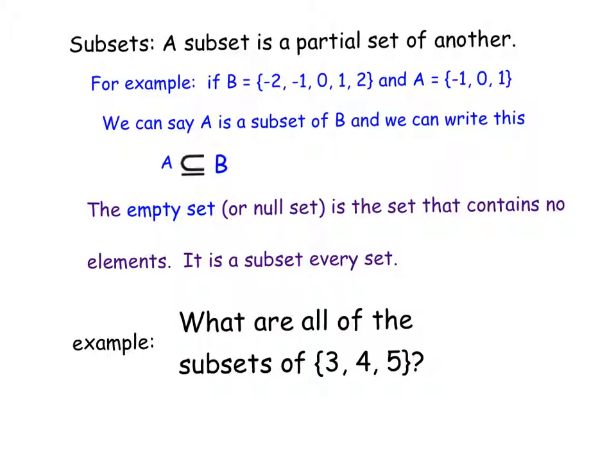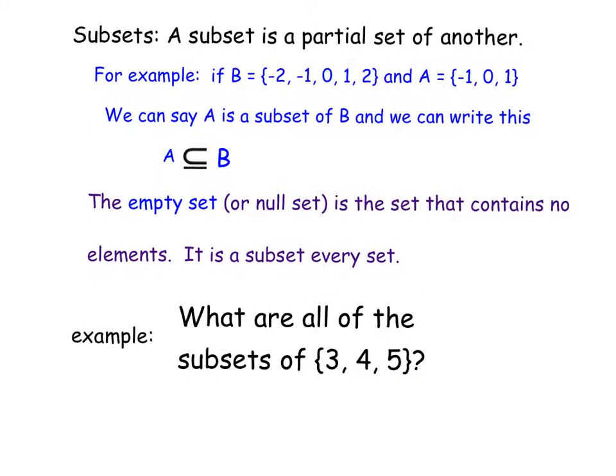All right, the last thing I want to talk about is subsets. A subset is a partial set of another. And this is crooked, let me fix that. So, for example, if the set B includes these numbers and set A includes these numbers, all of A is in B. So A is a subset of B. We write it with this fancy-dancy symbol. So A is a subset of B.